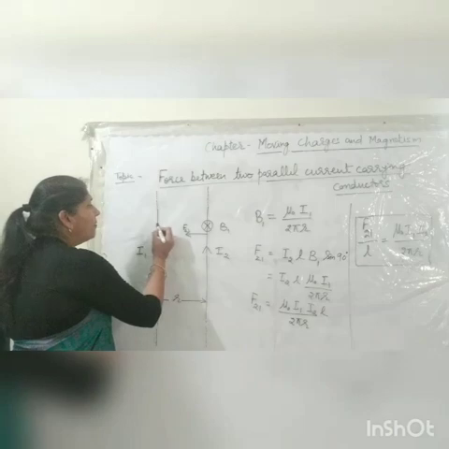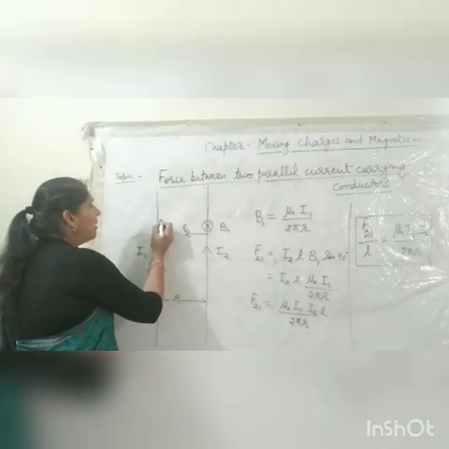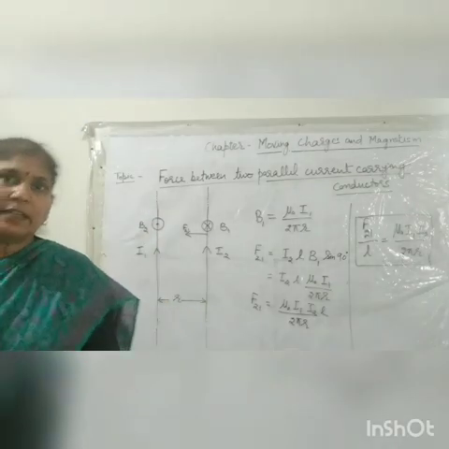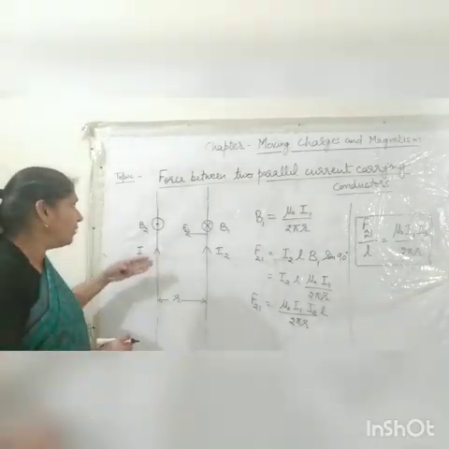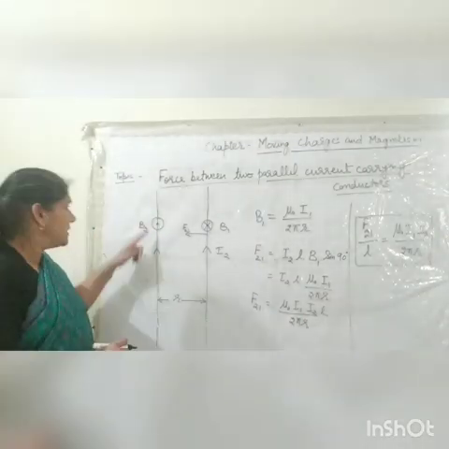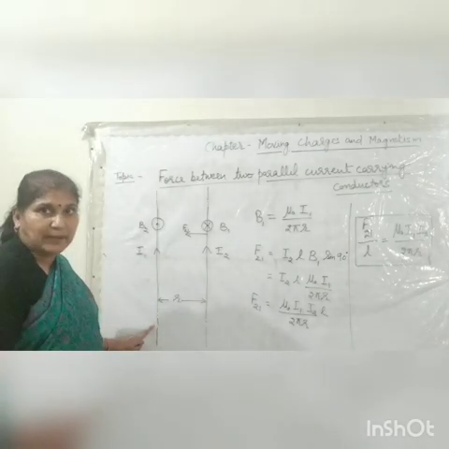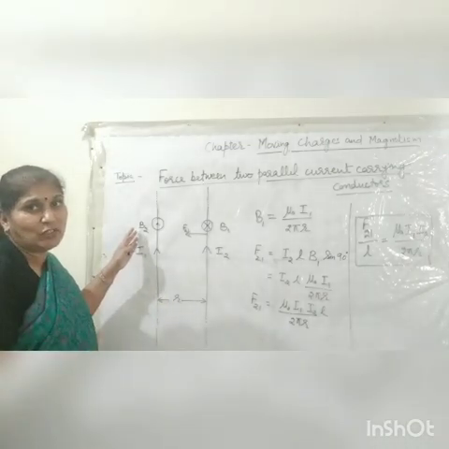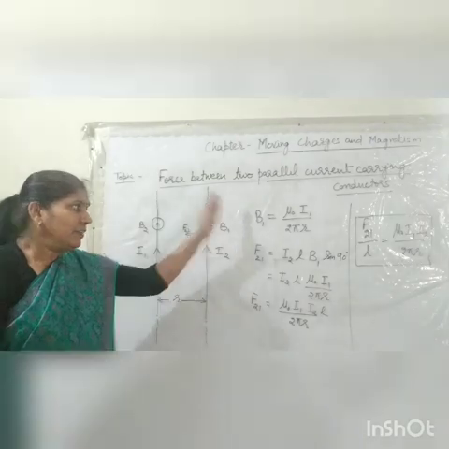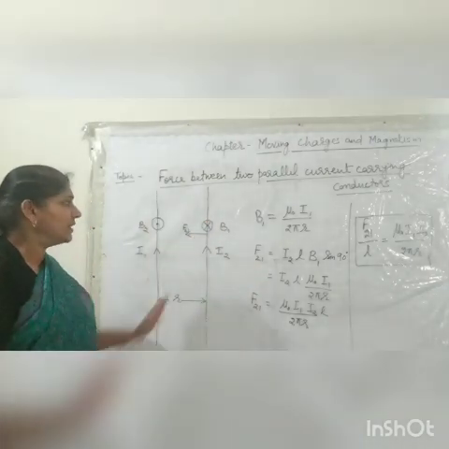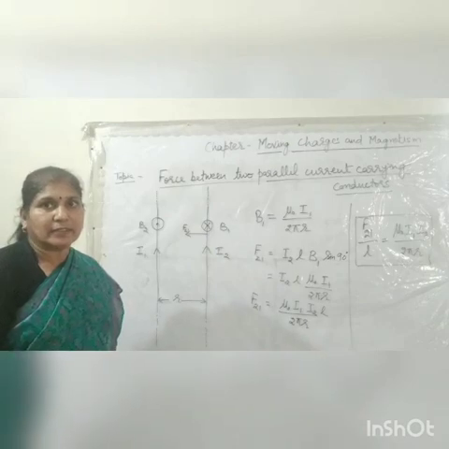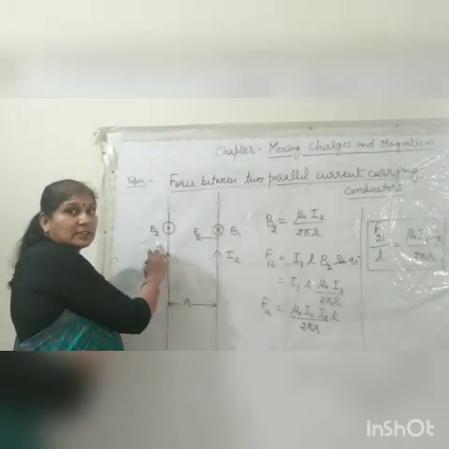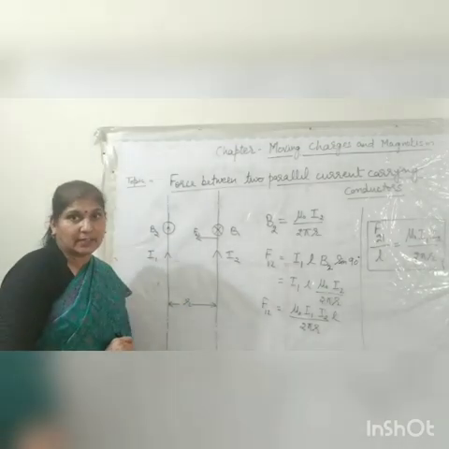So it means a magnetic field B2 will be developed, and that will be outward, due to the current I2 in the second conductor. So the B2 field will be outward. At each point of the first conductor, the same magnetic field B2 will be applied. So this first conductor carrying current I1 is placed in a uniform magnetic field B2. Now we will find the expression for force on the first conductor due to the current in the second conductor.